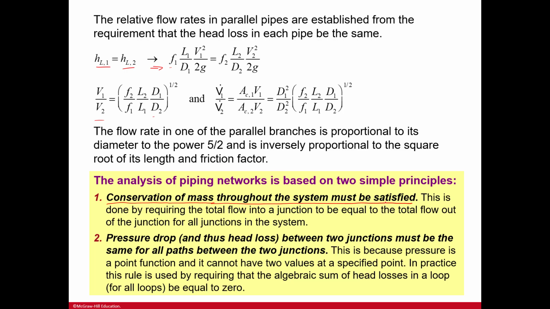Of course, you need a piping network that doesn't have an obscene amount of leaks, right? Hopefully no leaks. And then pressure drop, or thus head loss between 2 junctions, must be the same for all paths between 2 junctions. This is because pressure is a point function, and it cannot have 2 values at the specified point. In practice, this rule is used by requiring that the algebraic sum of the head losses in a loop for all loops equals 0. So you can think of it as a balancing act. Every time you set it equal to 0, it's because you're balancing something.